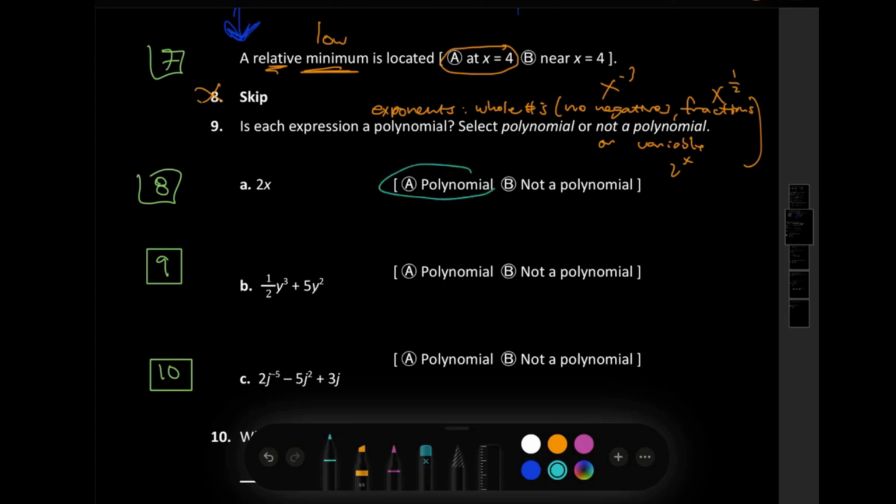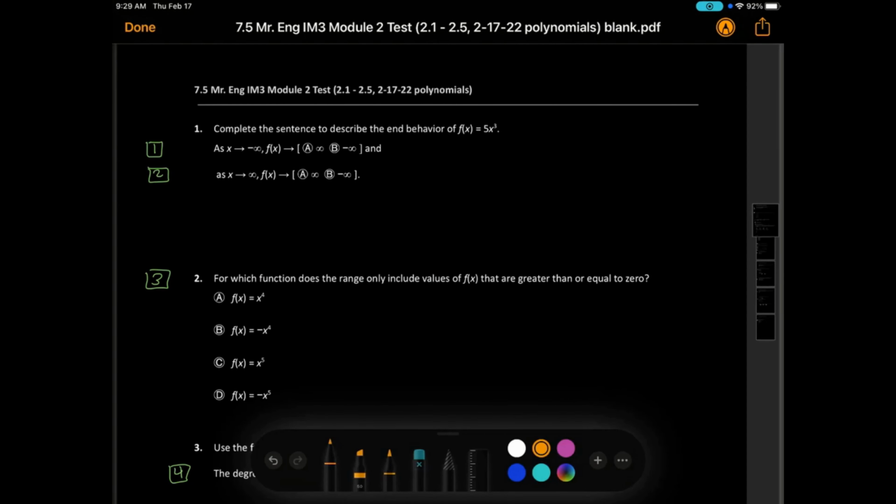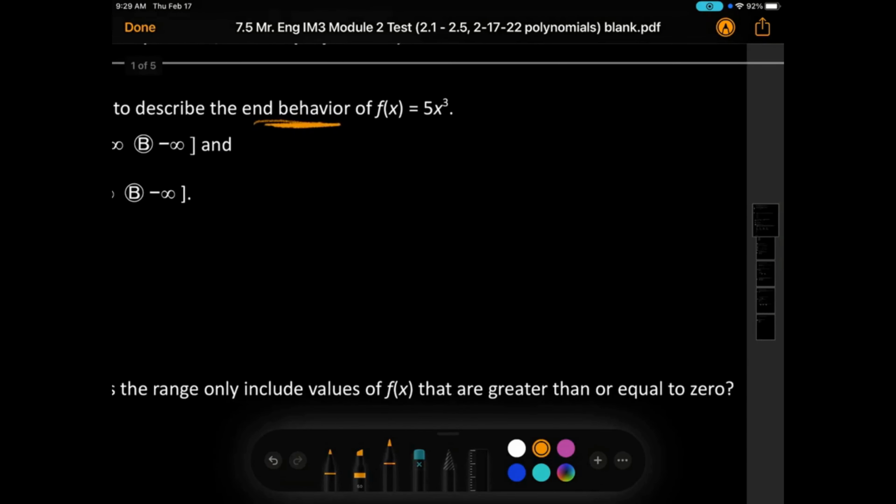So here, this one looks good. This is a polynomial. Okay, you can have a fraction as the leading coefficient, so that's fine. That one's a polynomial. Point 2, complete the sentences, describe the end behavior. When you see the words end behavior, you should just be looking for arrows. Well, let's draw a sketch of this one.